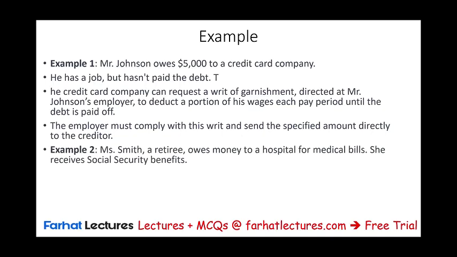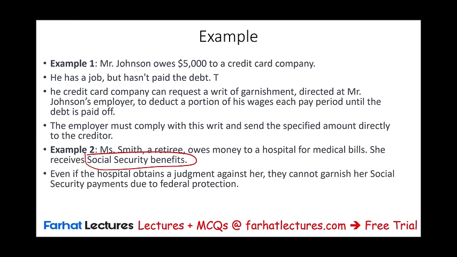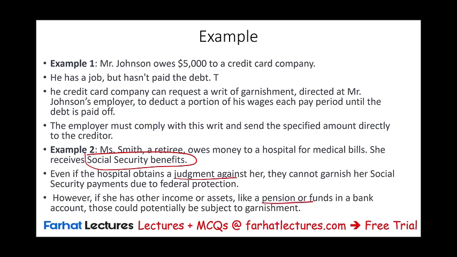Mrs. Smith, a retiree, owes money to a hospital for medical bills. She receives Social Security benefits. Even if the hospital obtains a judgment against her, they cannot garnish her Social Security because it's protected. However, if she has other income like a pension or funds in a bank, those could be potentially subject to garnishment. What should you do now?